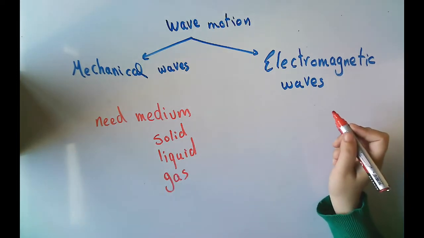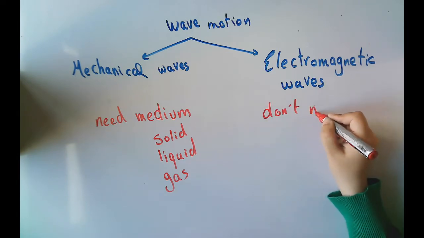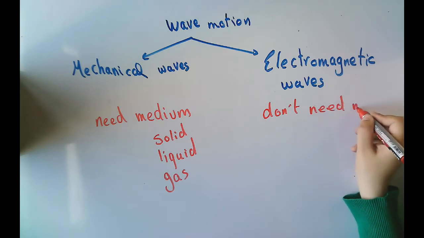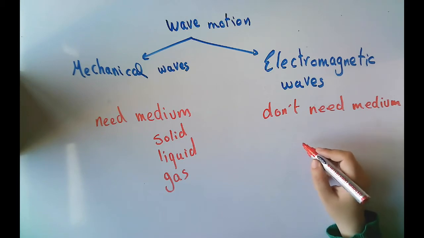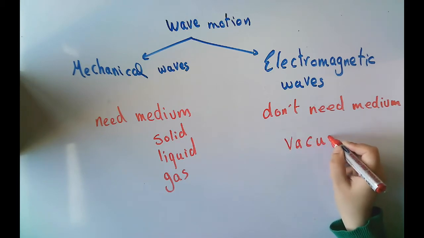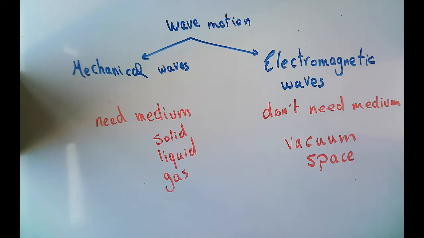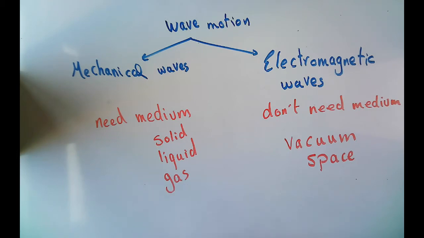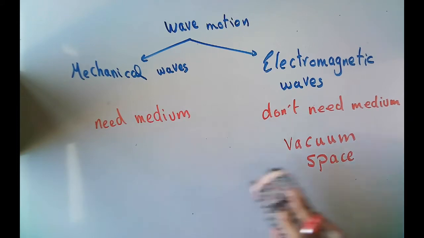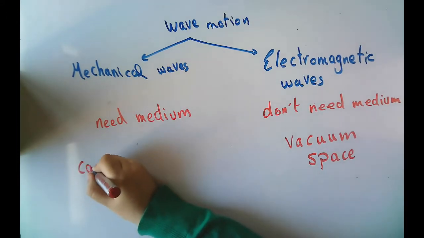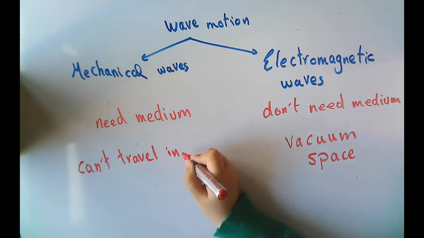But electromagnetic waves don't need a medium. So they can travel or propagate through vacuum. Vacuum means space. But mechanical waves need a medium, as I said, solid, liquid, or gas, so they can't travel through vacuum.